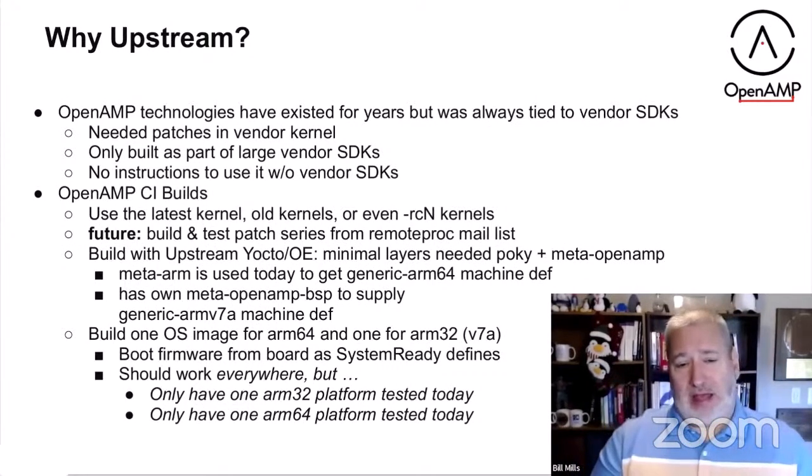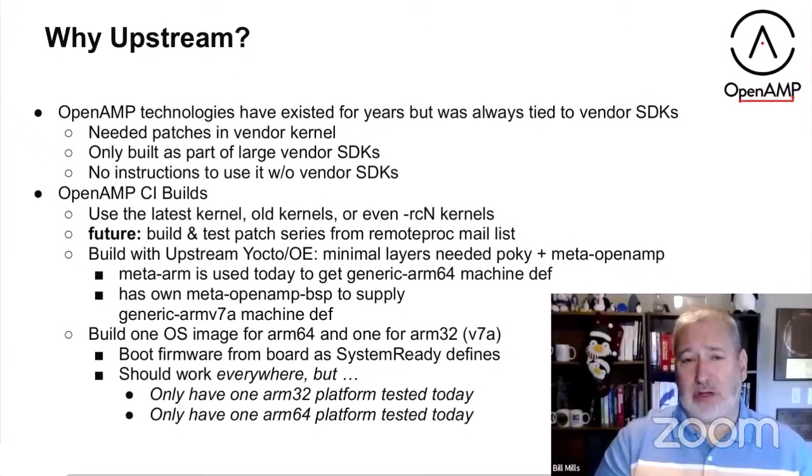And that's why we created the OpenAMP CI builds. The idea is that we can build with any kernel we want, the very latest kernels, old kernels, RC kernels. In the future, we want to be able to use this to test patch series as they come to the remote proc mailing list.